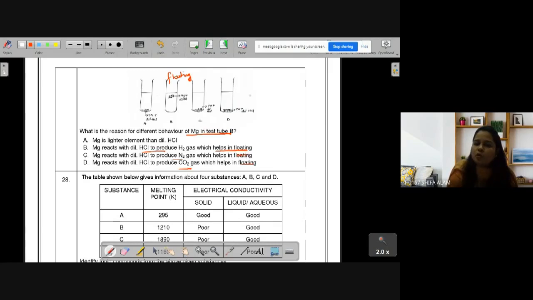For this, we need to note the reaction. Magnesium, when treated with dilute HCl, gives us MgCl2, plus hydrogen gas is evolved. Magnesium, being more reactive than hydrogen in the activity series, can liberate hydrogen gas. So the correct option would be option B, where it reacts with HCl to produce H2, and when the hydrogen gas sticks to the surface of the magnesium metal, it helps the metal to float.